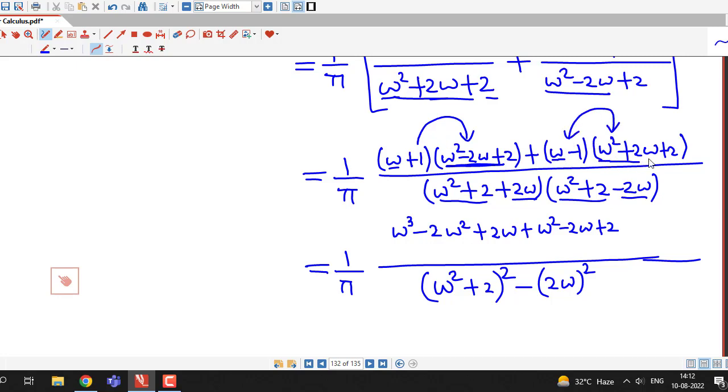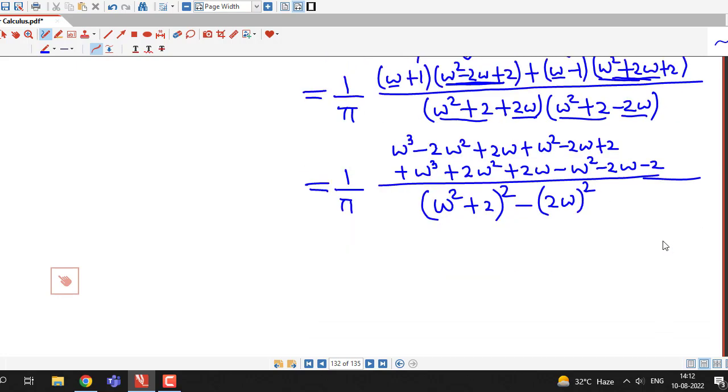So first I multiply by omega, and I am writing what I will obtain: omega cube plus 2 omega square plus 2 omega. Here I am multiplying by omega, and I write omega cube plus 2 omega square plus 2 omega, and this is to be multiplied by minus 1, that is every term will be negative: minus omega square minus 2 omega minus 2. And now we combine and cancel whichever terms we are able to cancel.